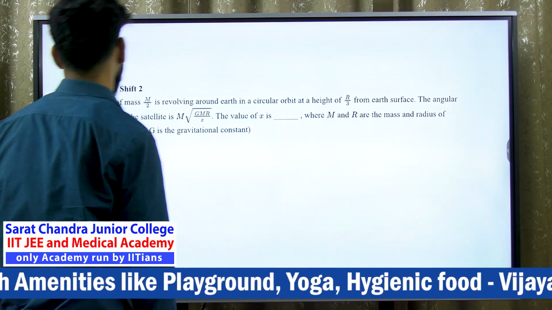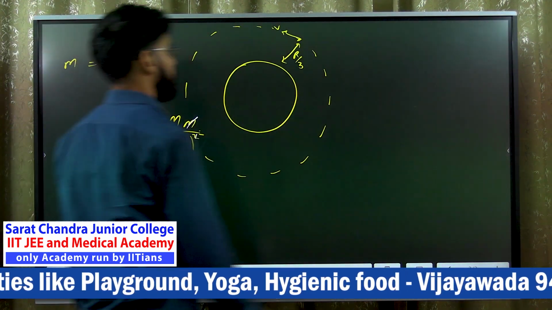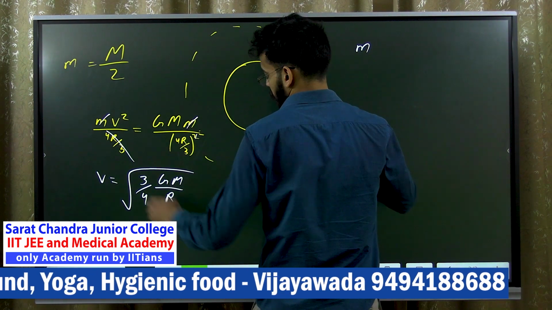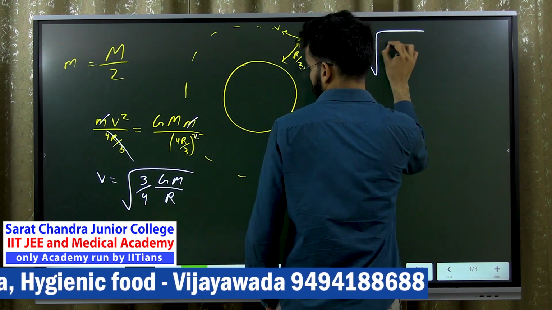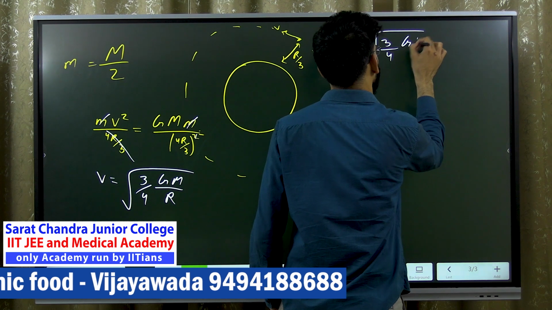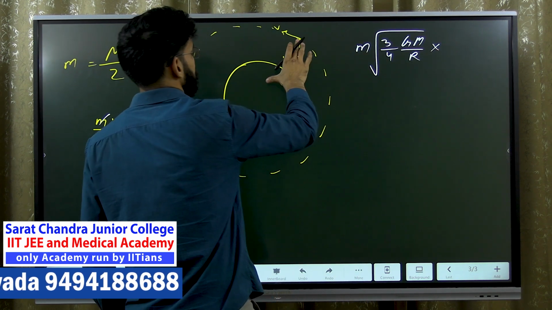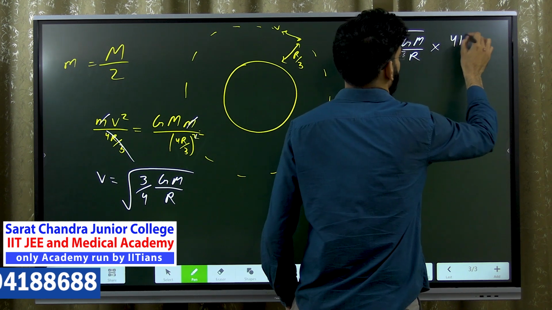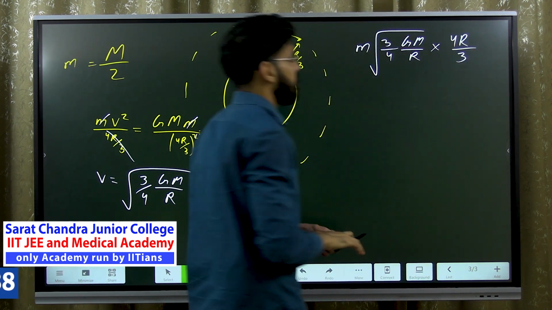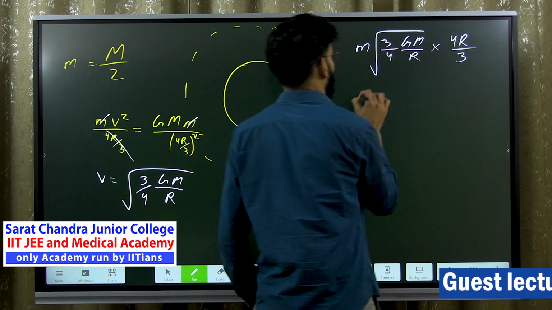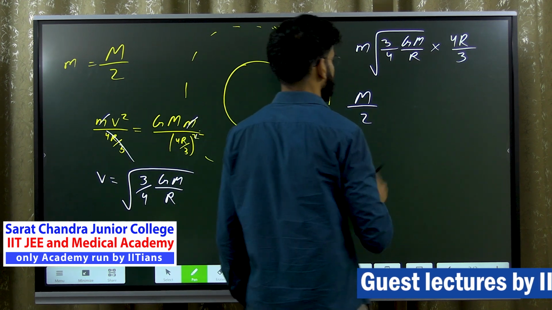Here, see, angular momentum, right? So for the angular momentum I can say mvr. V is what? Under root 3 by 4 GM by r, into radius. What radius is this? 4r by 3. So 4r by 3. Now you put the value of small m also. Small m is capital M by 2, right? So capital M by 2 is there, right?